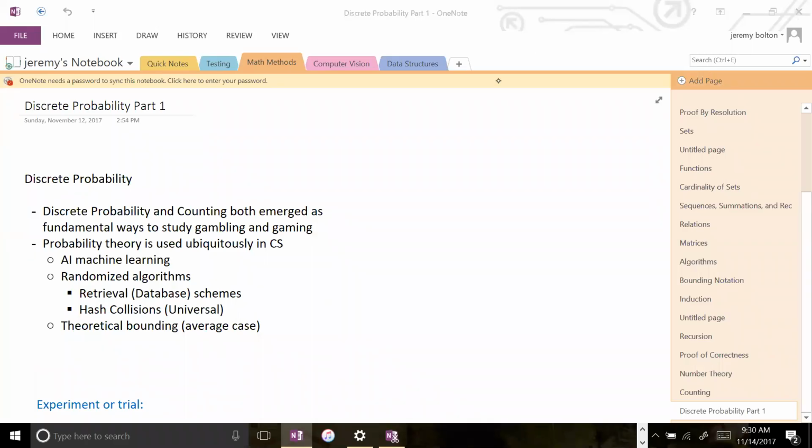All right, guys, we'll go ahead and get started here. Today, as you can see, we're going to talk about discrete probability. We're going to do so for two lectures. So this will be one of two lectures covering discrete probability.